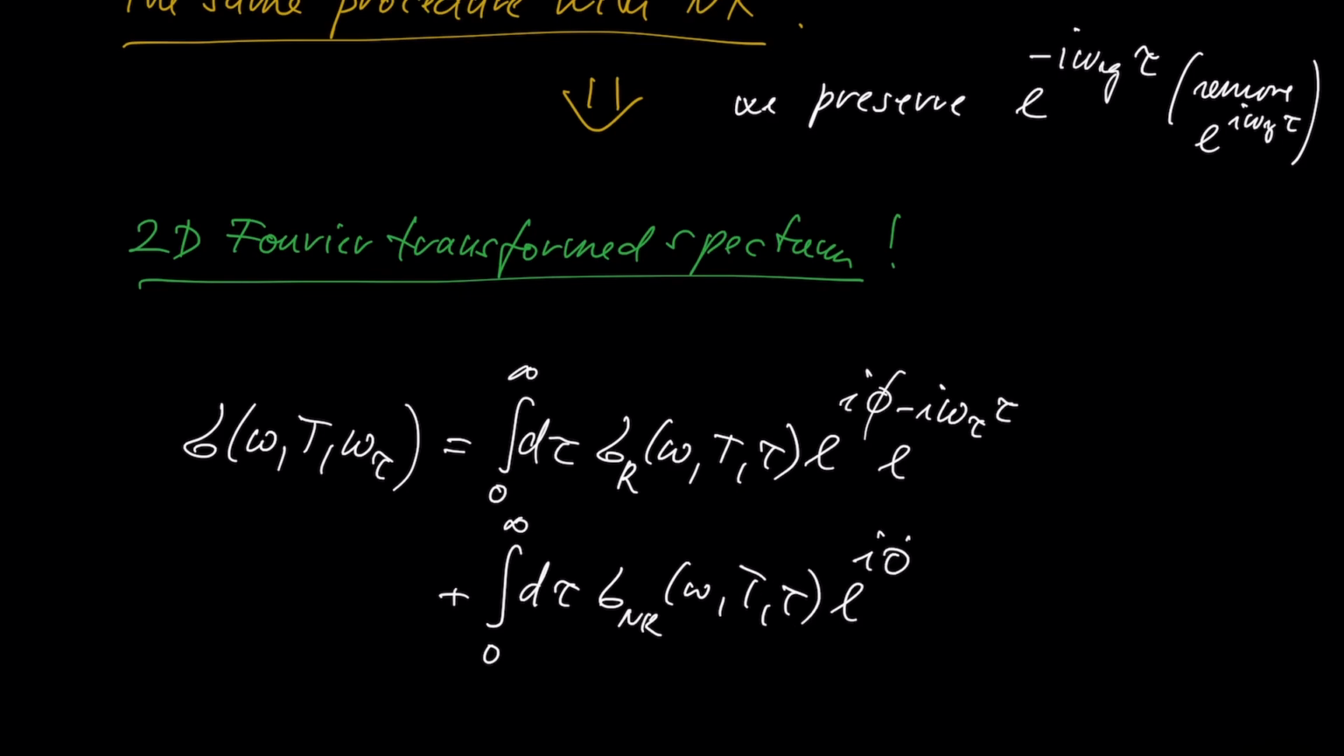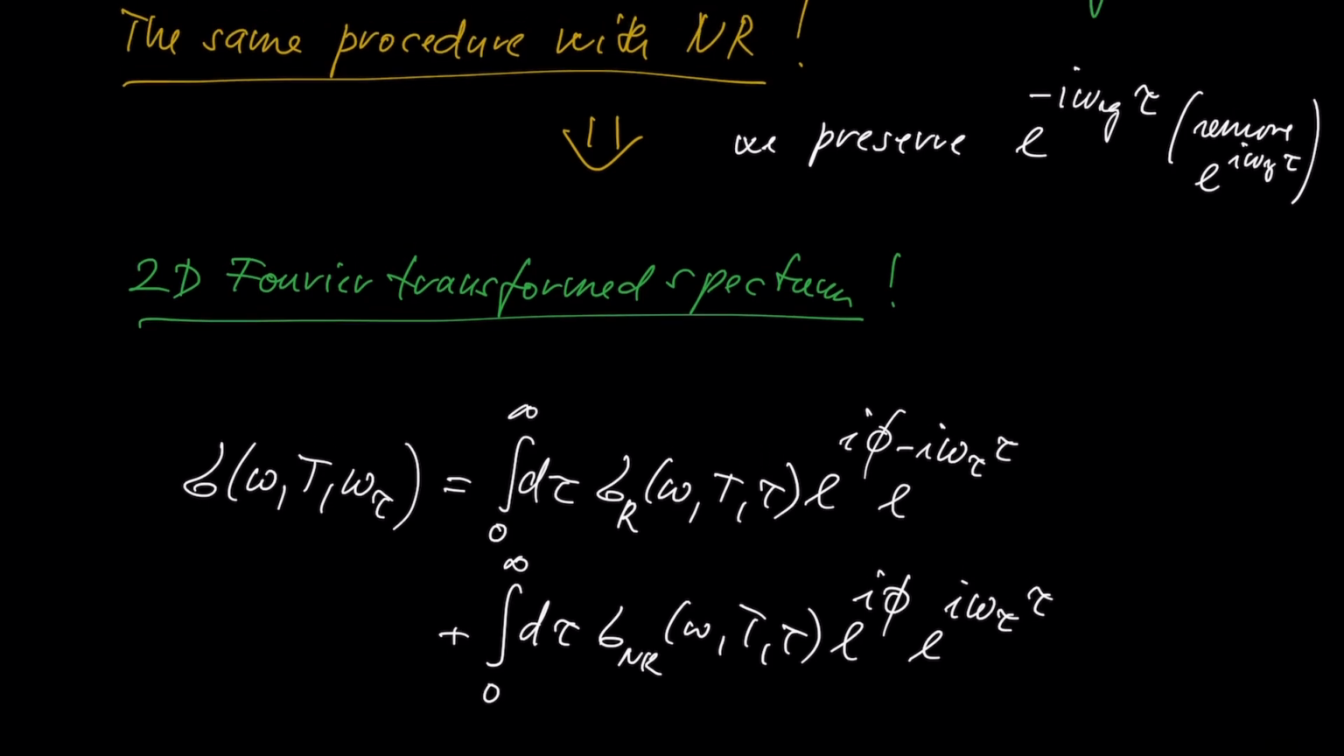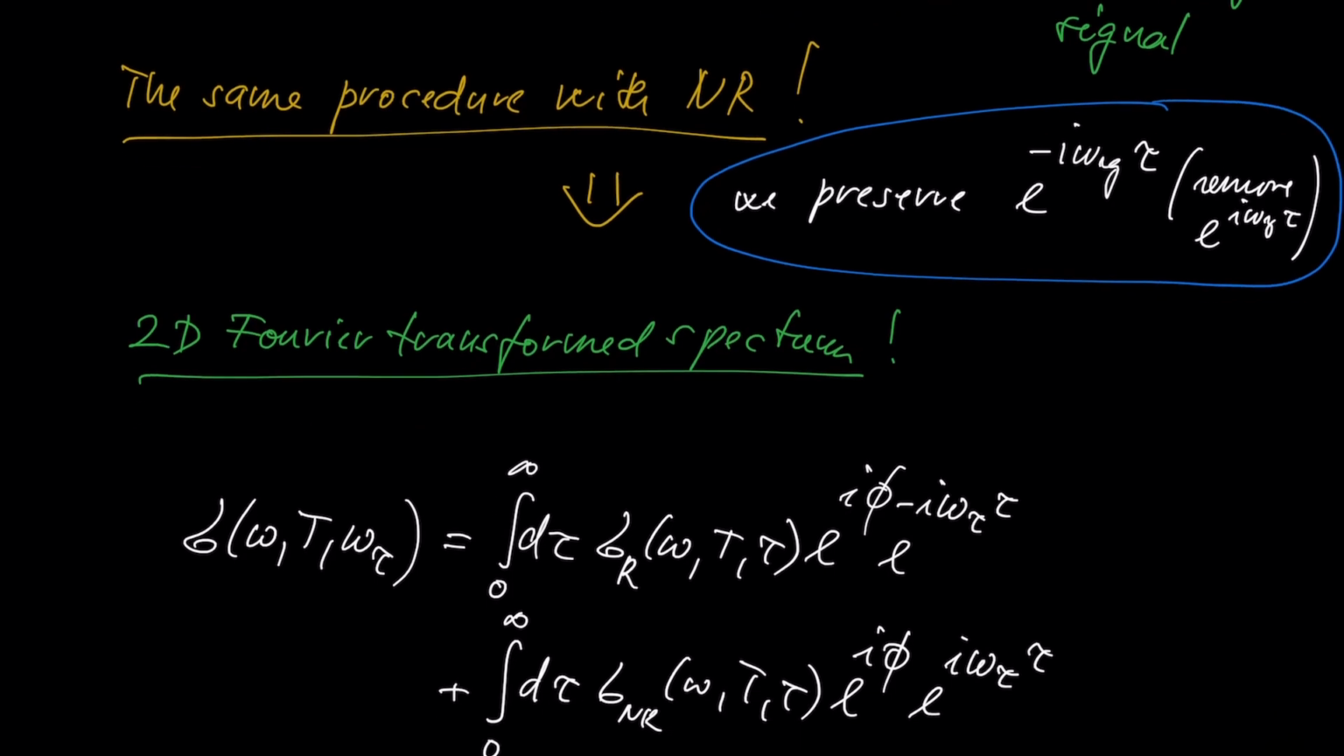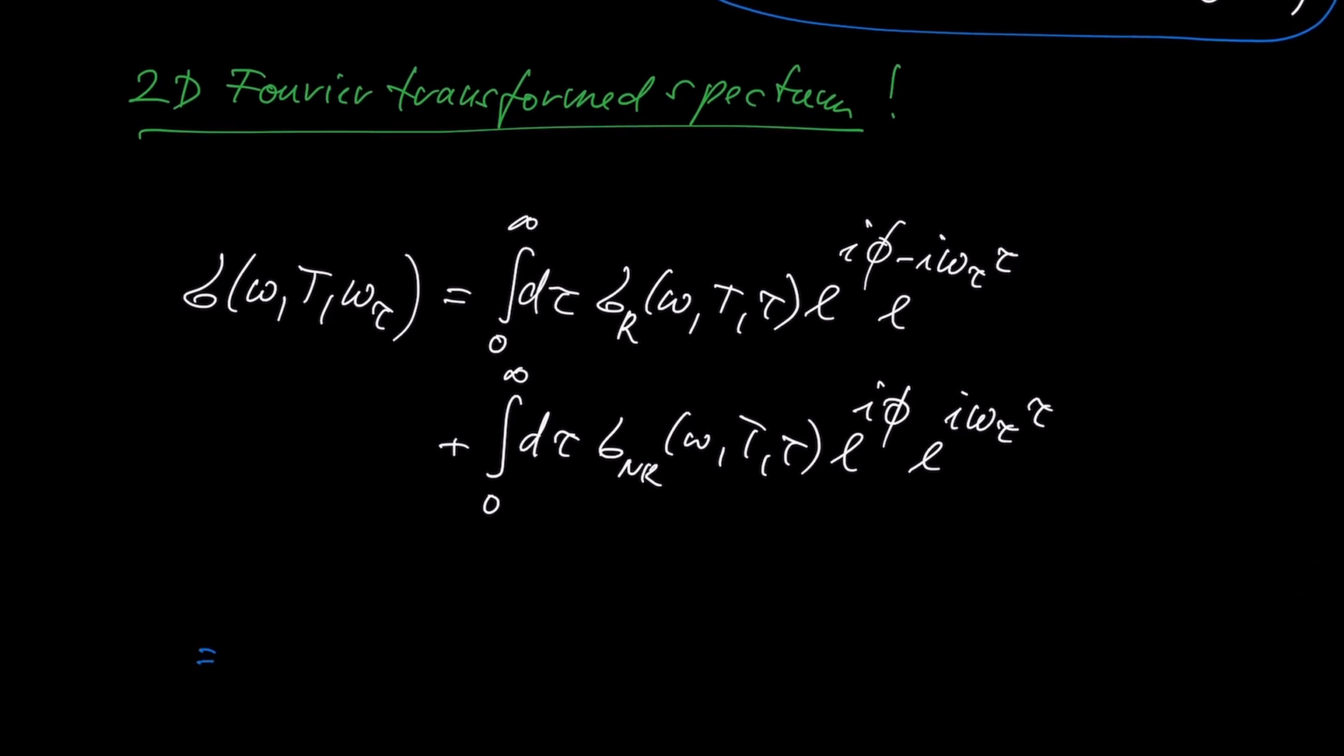We have the same problem with the phase, and this time we Fourier transform with e to the power of i omega_tau tau. That means that we actually preserve the minus part of the two wings of the signal that we obtain by Fourier transforming the real signal. So here in the non-rephasing part we are removing the e to the power of i omega_eg tau part. All right, these two contributions here we can collect into one.